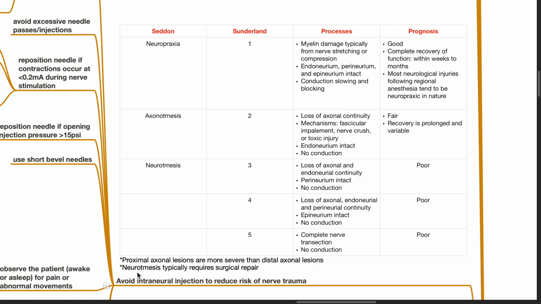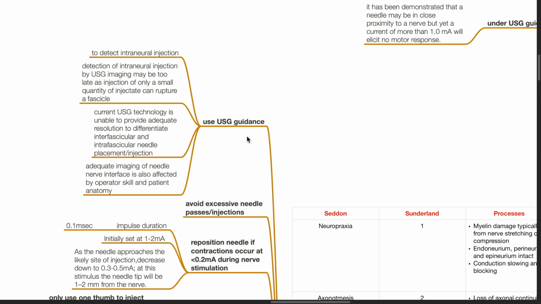Neurotmesis typically requires surgical repair. Proximal axonal lesions are more severe than distal axonal lesions. To avoid intraneural injections, use of ultrasound guidance can help to detect intraneural injection. However, detection of intraneural injection by ultrasound imaging may be too late, as injection of only a small quantity of injectate can rupture a fascicle. Current ultrasound technology is unable to provide adequate resolution to differentiate intrafascicular and extrafascicular needle placement or injection. Adequate imaging of the needle-nerve interface is also affected by operator skill and patient anatomy.